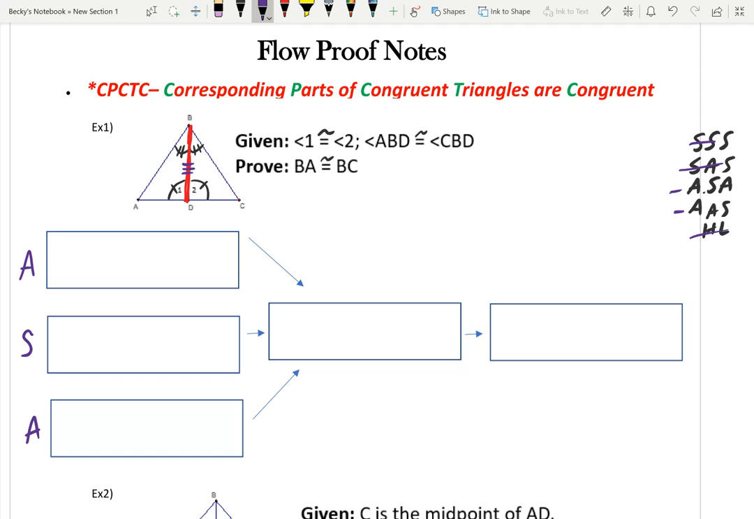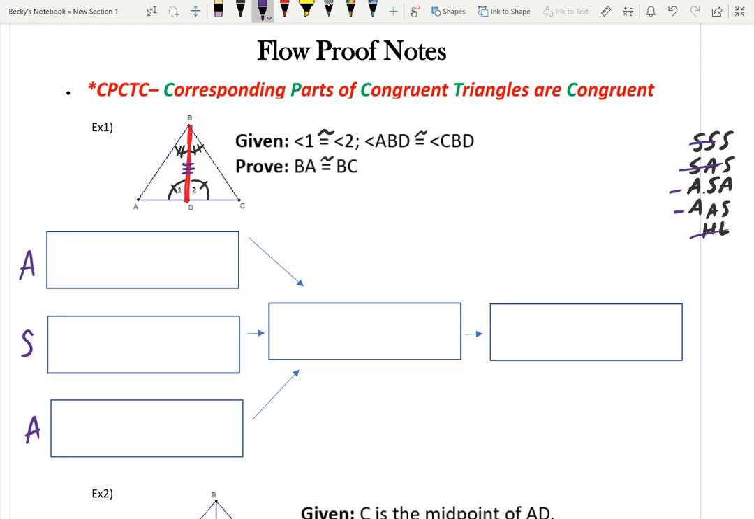Now what you're going to do is explain how you knew which angle, how you knew which side, how you knew which angle. It's a very simple idea. You're going to get most of the information from the given. So let's go back and see what we can fill in.